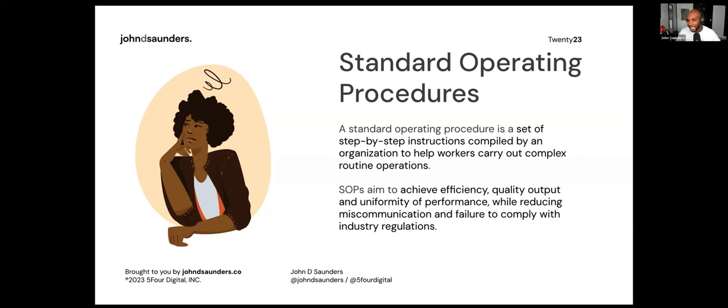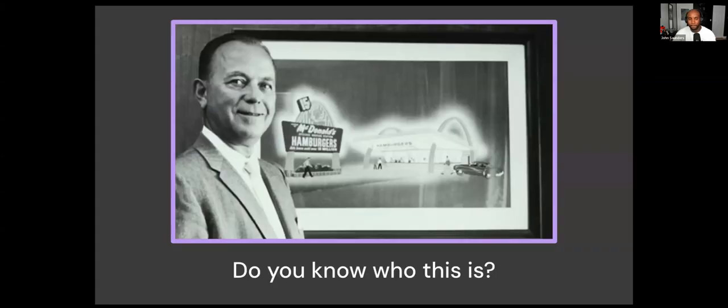Now, SOPs aim to achieve efficiency, quality output, and uniformity of performance. And that's the main thing. You want to make sure that it's consistent. I have ADHD, so I have to be able to systematize my life, because if I don't, it'll be haywire. I write everything down, I create systems, and I write everything down step by step.